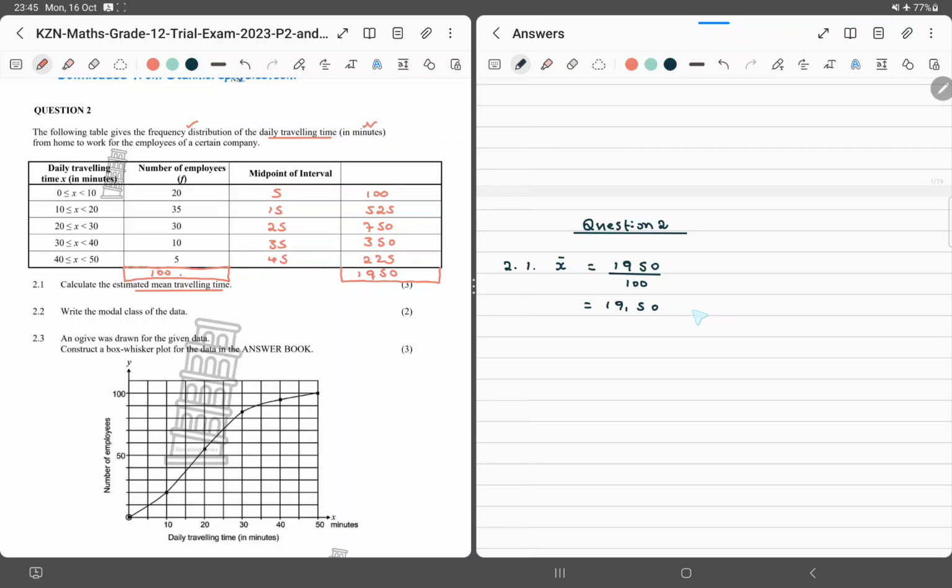Remember, this is minutes because we were given this in minutes. So this is the mean traveling time. Quite a lot, but 20 minutes is not too bad.